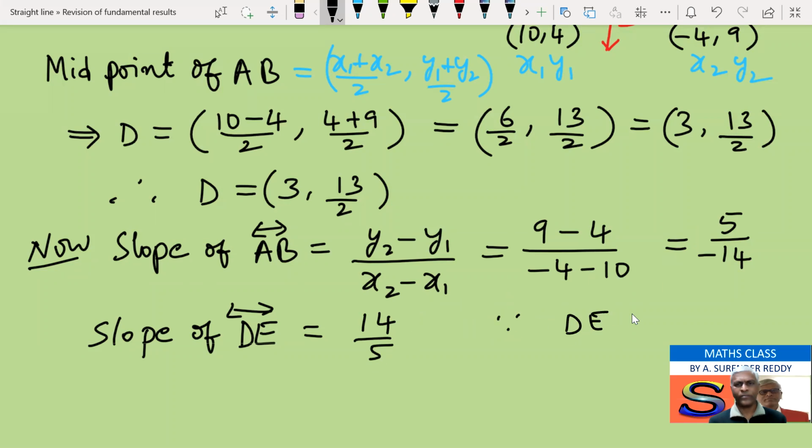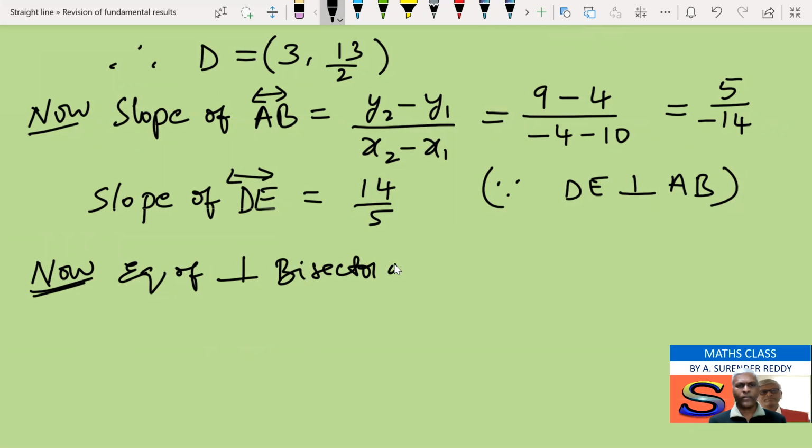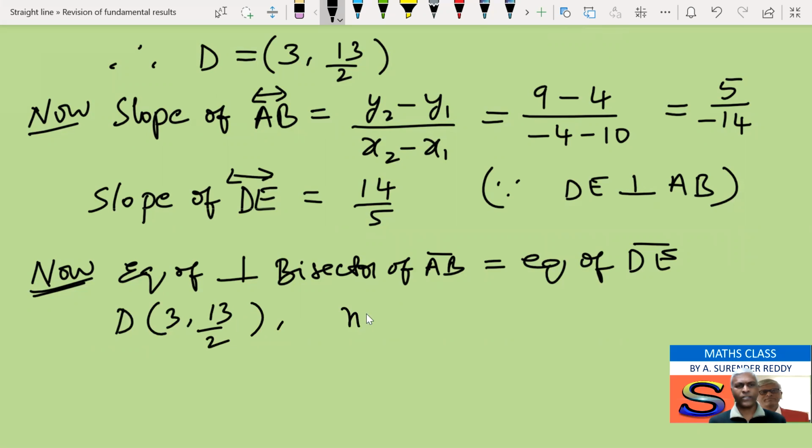Since DE is perpendicular to AB, if you know the slope of a line, you can write the slope of its perpendicular by changing the sign and taking its reverse, that is the reciprocal. So now we have a slope and a point. Now we can write the equation of the perpendicular bisector of line AB, that is the equation of DE. We know the point D is 3 comma 13 by 2 and the slope of this perpendicular bisector is 14 by 5.